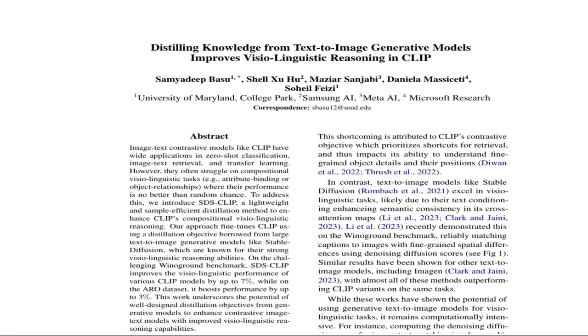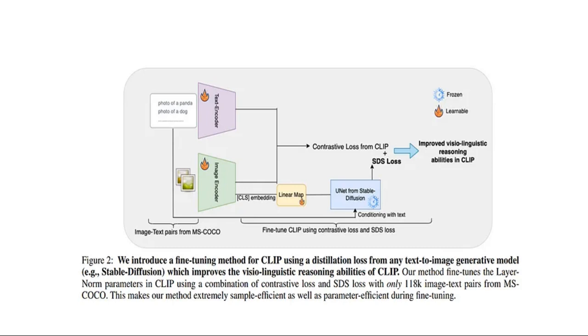Dear friends, SDS-CLIP solves this problem by using a distillation technique where CLIP is fine-tuned with knowledge from advanced text-to-image models like Stable Diffusion, which are excellent at understanding vision-language tasks. The core idea here is to guide CLIP's learning through a differentiable image parameterization, improving its reasoning without the need for massive retraining. And what about the result? Of course, dear friends, SDS-CLIP enhances CLIP's performance on tasks like Winoground by 7% and improves zero-shot capabilities across several datasets. So this shows how distillation from a generative model can effectively extend the capabilities of existing image-to-text models and allow them to handle more complex vision-language challenges.